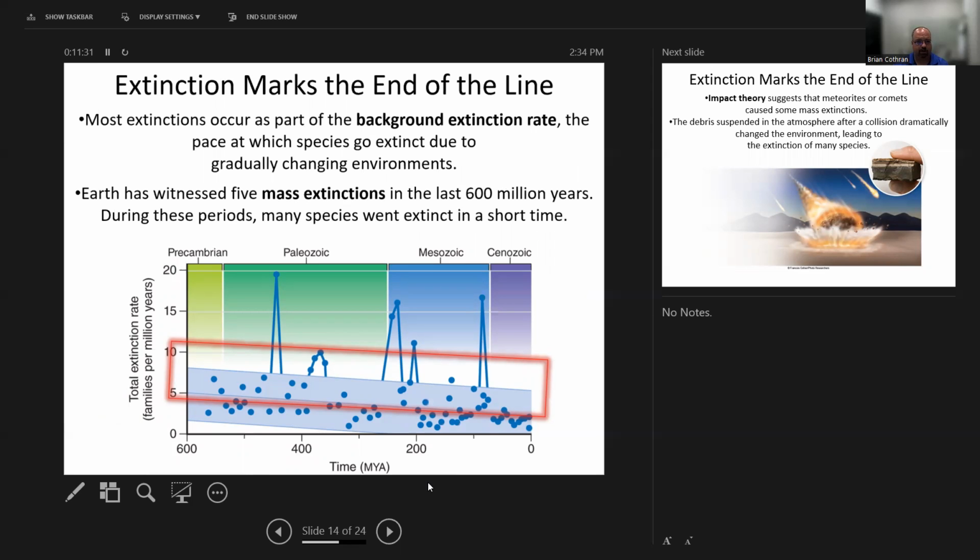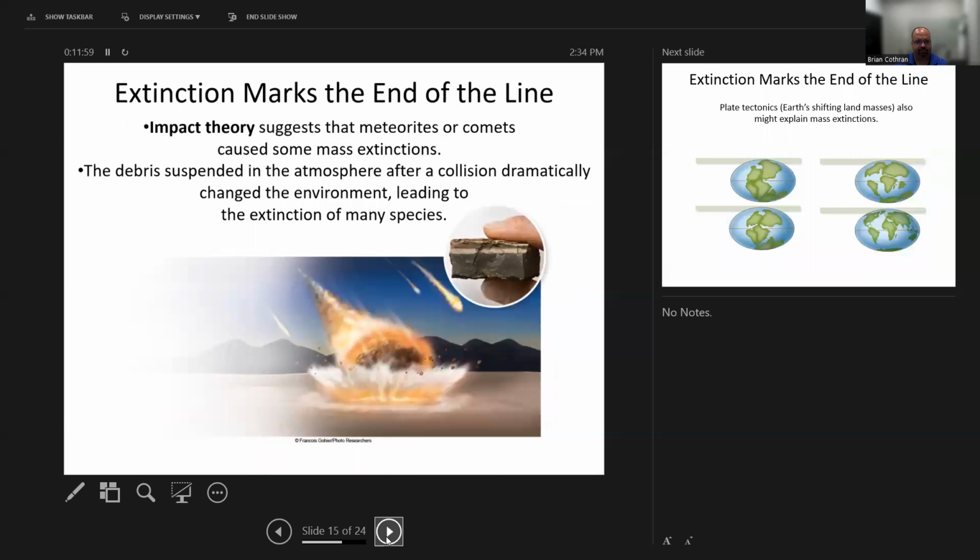And as best we know, there's been 5 mass extinctions in the last 600 million years. And during these periods, many species went extinct. And you can see here, again, here's the total extinction rate. And you see these periods where it just really jumps up there. And again, that means that something happened in the environment that obviously a large percentage of the life that was here died off. Now, why did that happen?